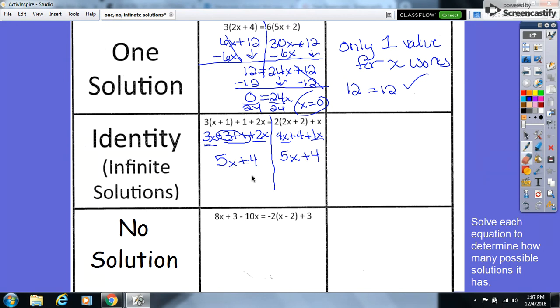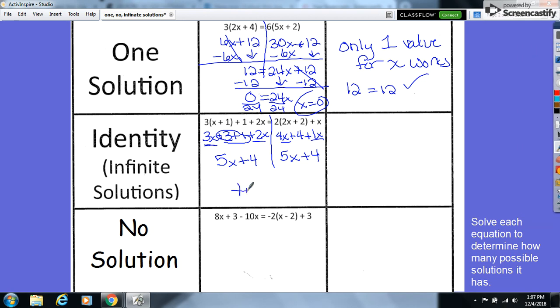Well, when we have two people that are born at the same time that look exactly the same, in real life, we would call them twins. However, in math, we would call that an equation that has infinite solutions. No matter what number I plug in for x, I'm going to get an equation that works.